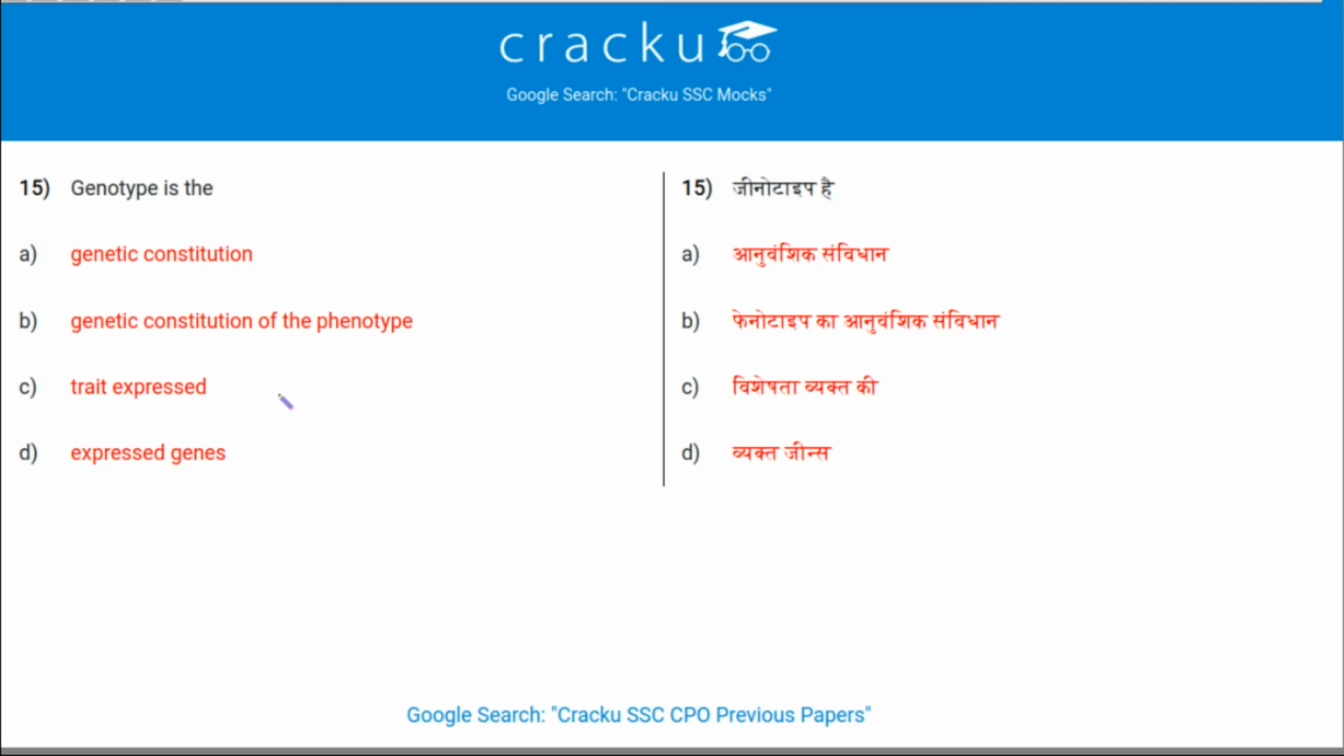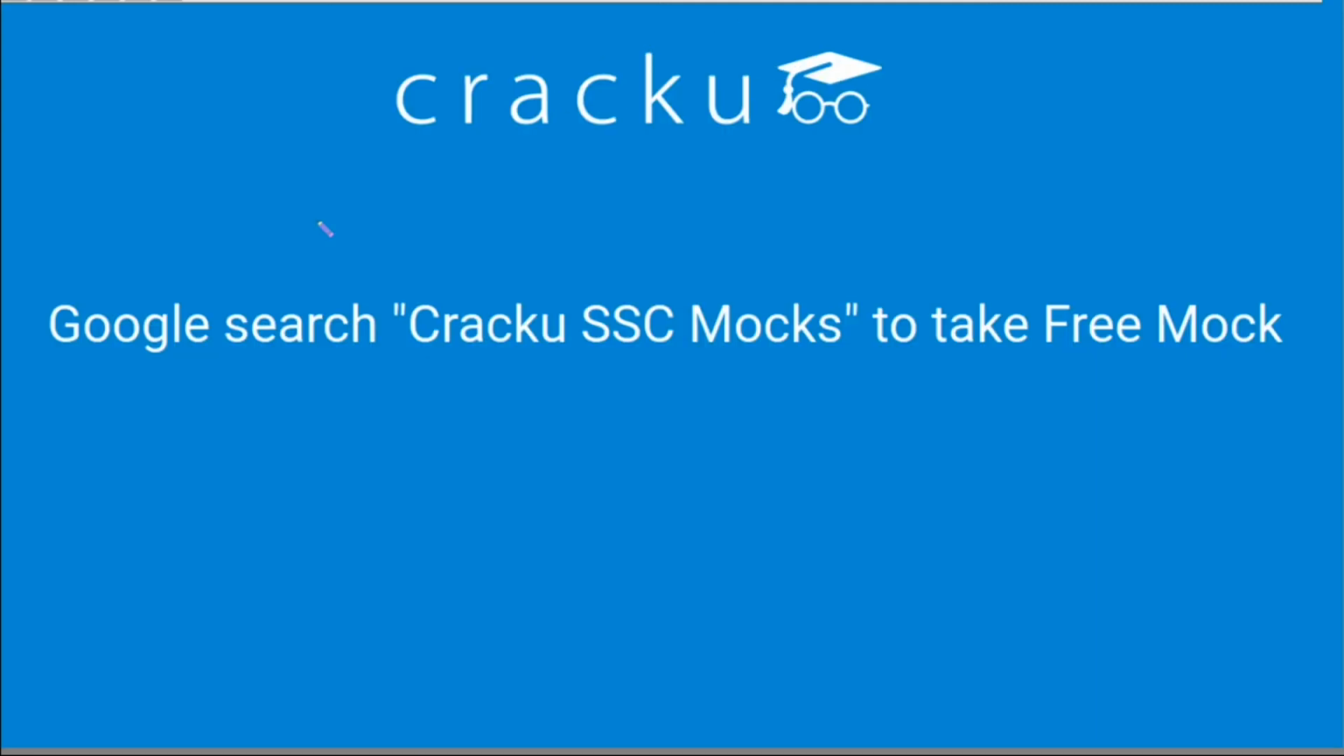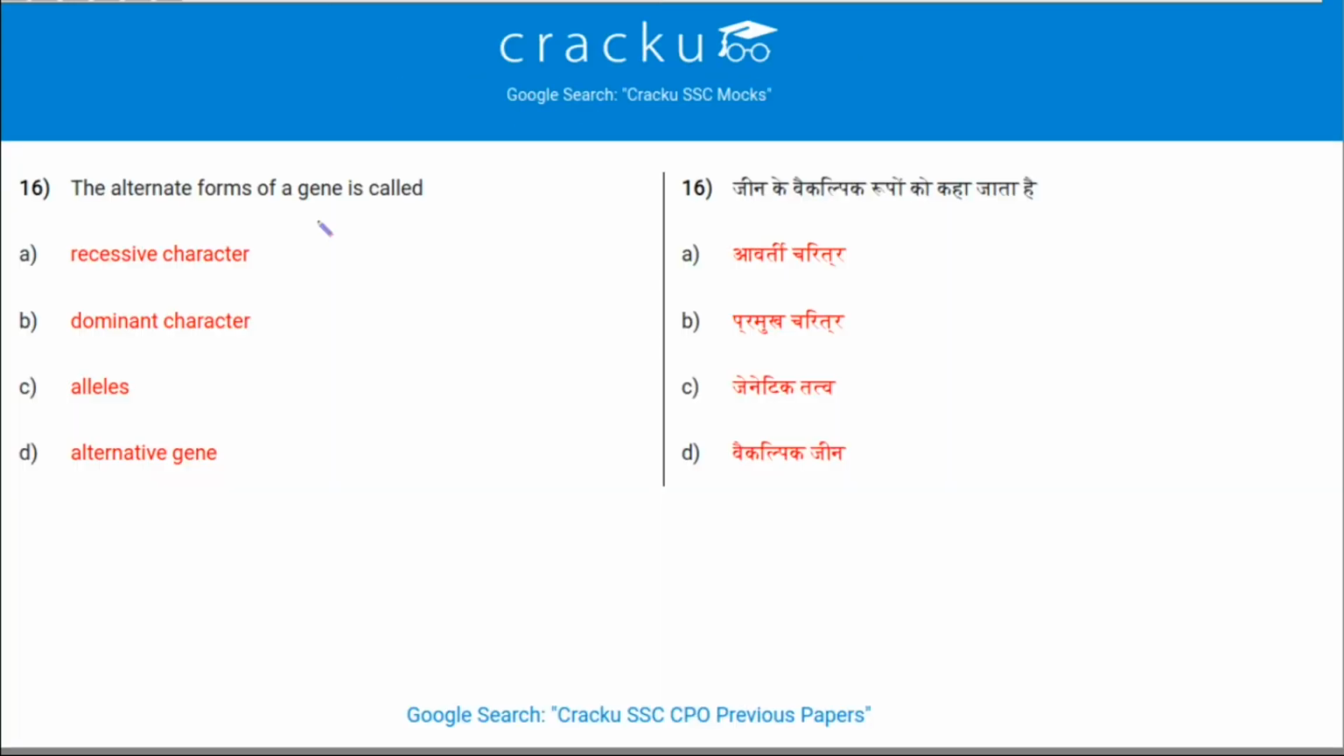Genotype is the genetic constitution. Option A. That is the individual's collection of genes. That is genotype. The alternate form of a gene is called alleles. Option C.